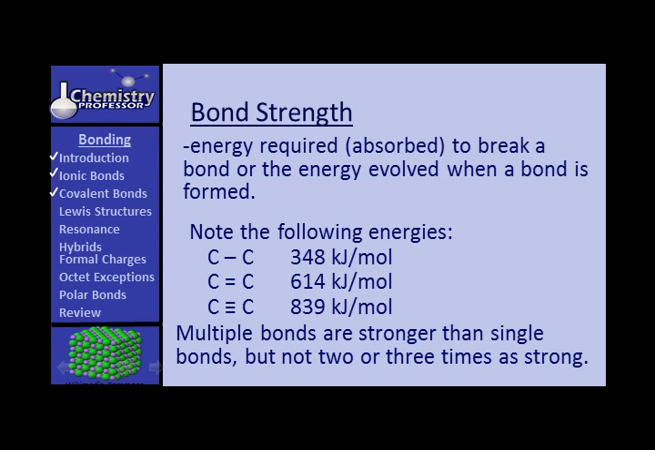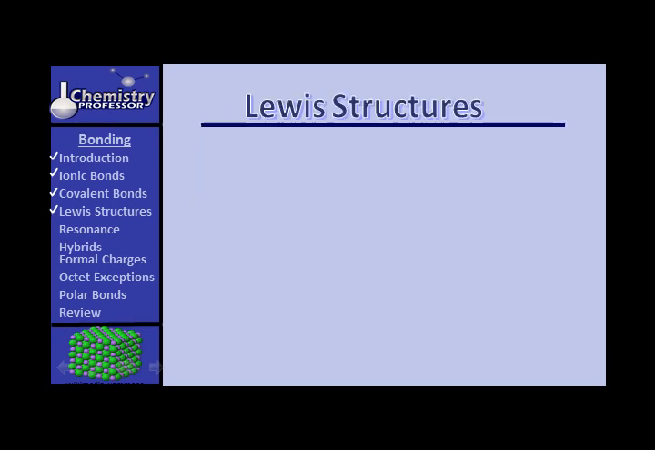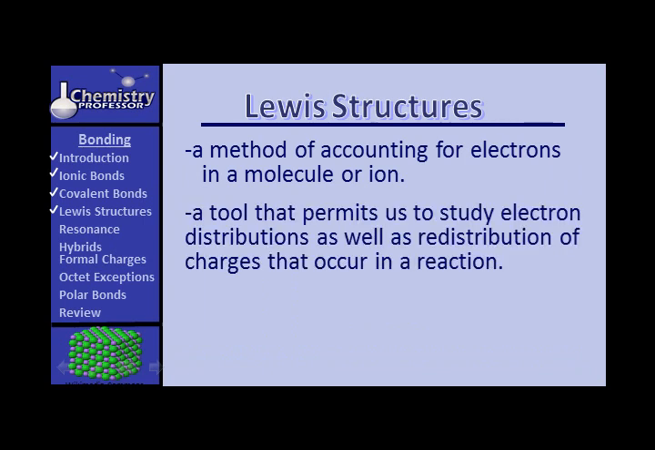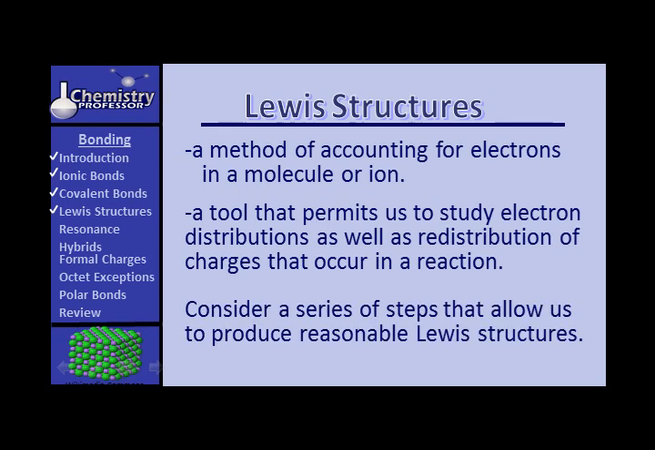Now we need to take up Lewis structures. Because we need an accounting method for our electrons. And this accounting method is going to be very important because it's going to allow us to study electron distributions of our model, as well as the redistribution of charges that may occur during the process of a reaction. Well, we're going to look at a series of steps that allow us to produce reasonable Lewis structures. Are you ready?